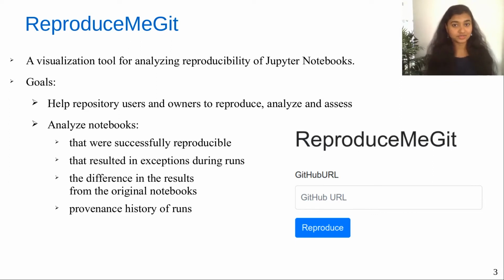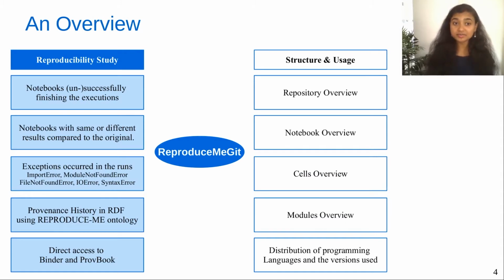In the reproducibility study, Reproduce Me Kit provides information on the number of notebooks that successfully finished the executions, the notebooks with the same or different results compared to the original, exceptions occurred in the runs, provenance history, etc. It also provides direct access to tools like Binder and ProBook.